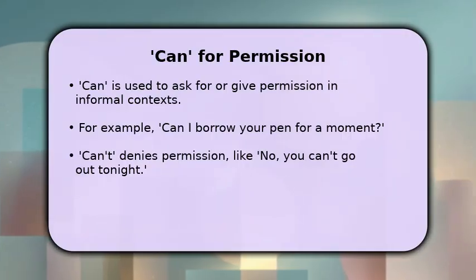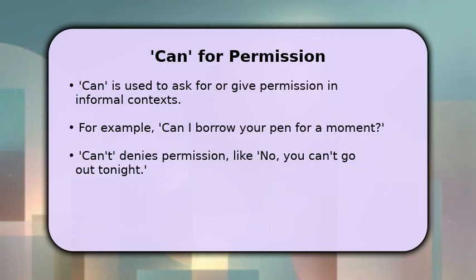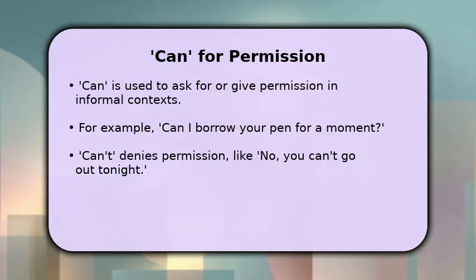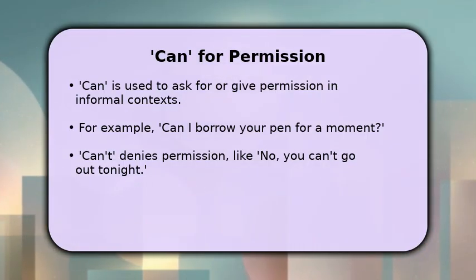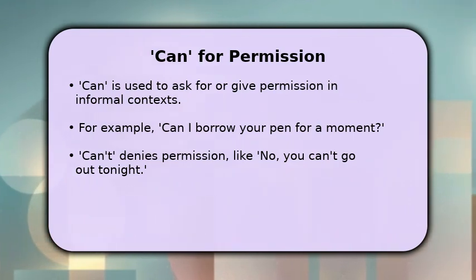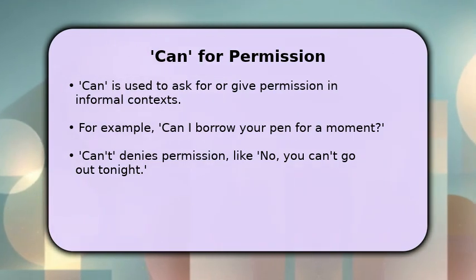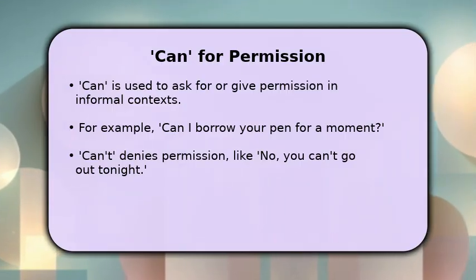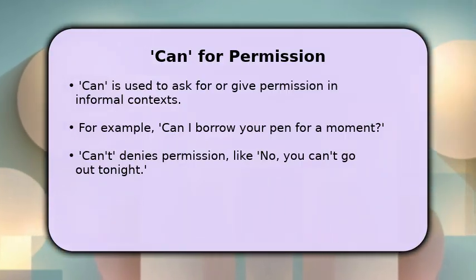Finally, can is frequently used when discussing permission. In casual settings, you might ask, can I use your phone to make a quick call? This is a common and polite way to request something. Conversely, can't is used to deny permission. A parent might tell a child, no, you can't have another cookie right now. Mastering these uses will significantly enhance your everyday English conversations.